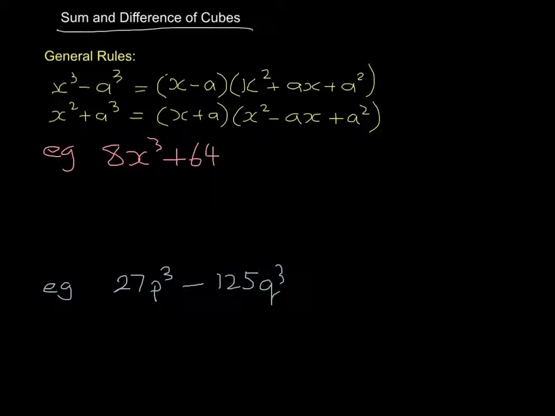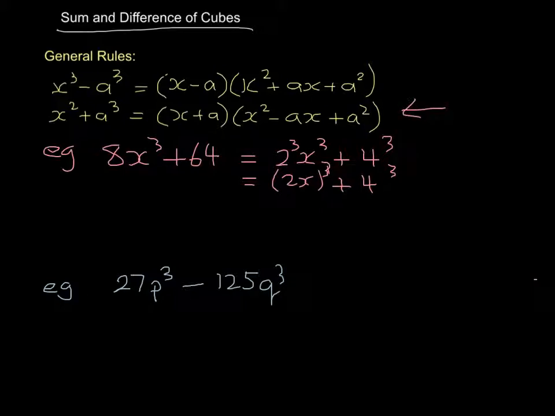Okay, the first one here, we'll need to simplify both of these terms, write them as cubes. The 8x cubed is equal to 8 is 2 cubed, so it's going to be 2 cubed x cubed plus 64, which is 4 cubed. Then I'm going to rewrite this again so that the first term is all cubed, so it's just going to be (2x)^3 plus 4 cubed. So we need to be dealing with the second of the rules that's up there.